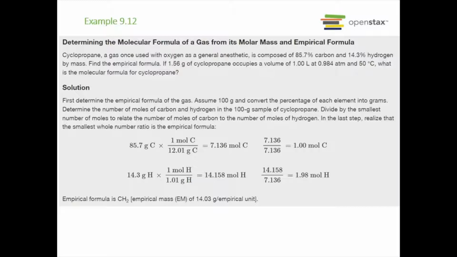Cyclopropane, once used with oxygen as an anesthetic, is composed of 85.7% carbon and 14.3% hydrogen by mass. Find the empirical formula. And then if 1.56 grams of it occupies a volume of 1 liter at 0.984 atm and 50 degrees Celsius, what is its molecular formula?